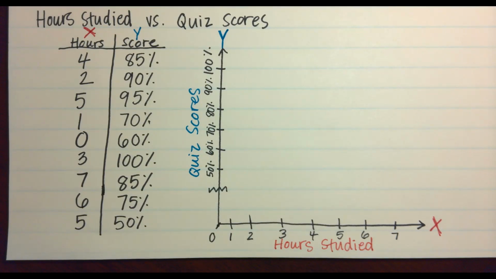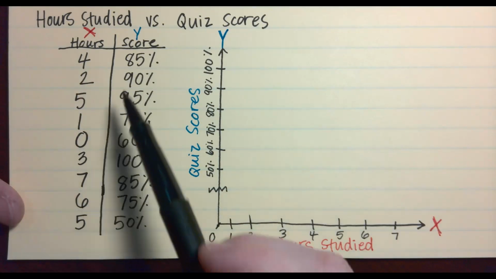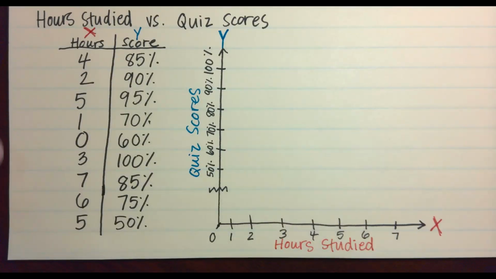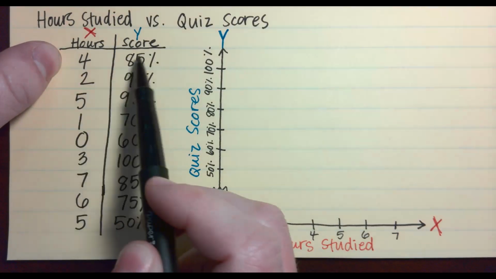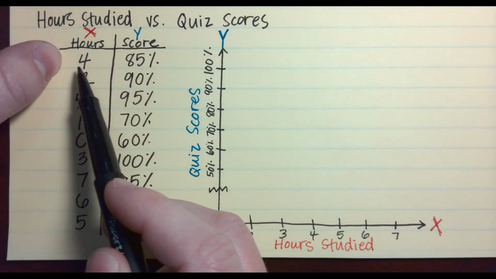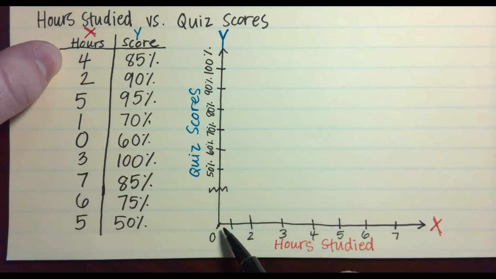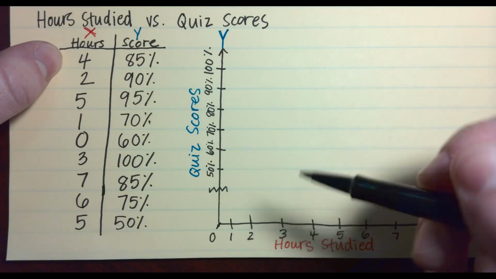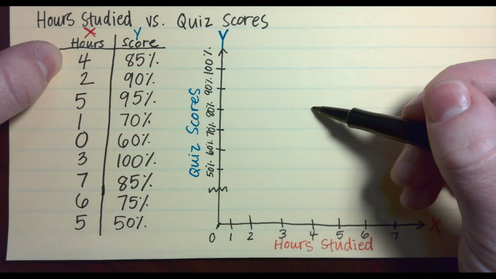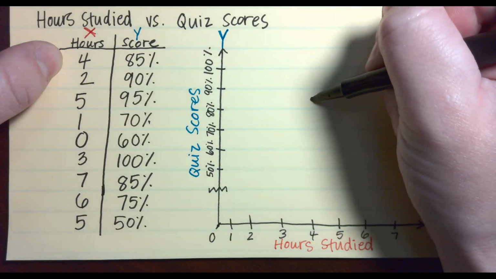All right, guys. Once you are up to that point, I would like all of you to start plotting some of these points and see if we can show a visual representation of this data that we collected. So for example, I'll look at my first set here. I have somebody that studied for 4 hours and they got an 85% on their quiz. So I would start by going over to the 4 hours, and then I'm going to go up to, here's 80, 85. So there's a point on my graph.